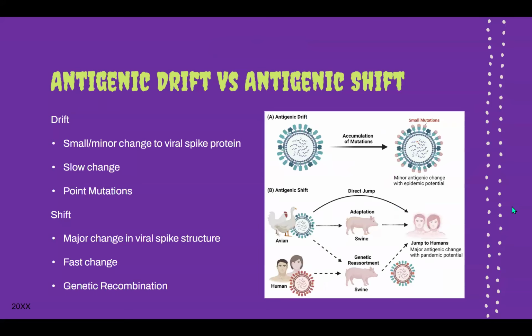Okay, antigenic drift versus antigenic shift. Biggest things for this one, the key factors. Drift is a small or a minor change to a viral spike protein. It's a slow change, and it leads to what we call point mutations. And antigenic shift is a major change in viral spike structure. It is very quick, and it is caused by or could lead to things like genetic recombination, where we create novel or brand new viruses because of the fast change.